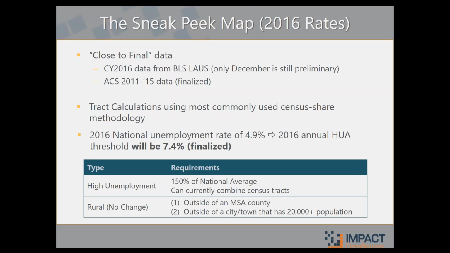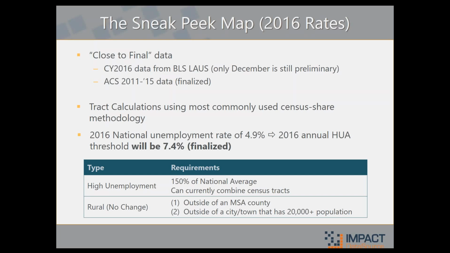What is final is that the 2016 national unemployment rate was 4.9%. So we have to compare to 150% of that amount, which is 7.4%. That is for states that are going off the calendar year basis, which is almost all of them. The final rate that we'll be looking at to compare to is 7.4%.